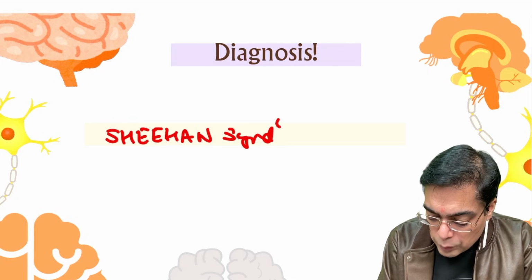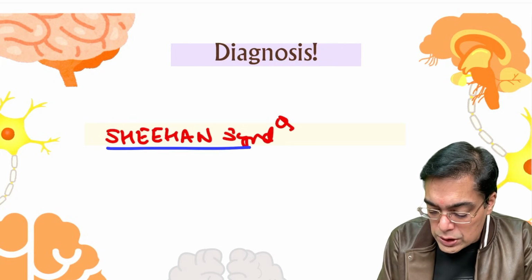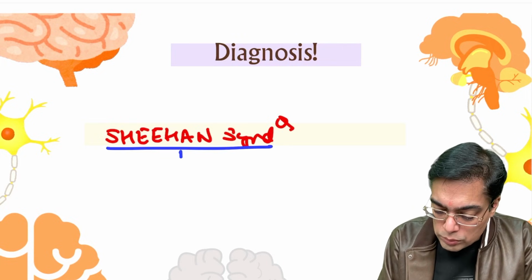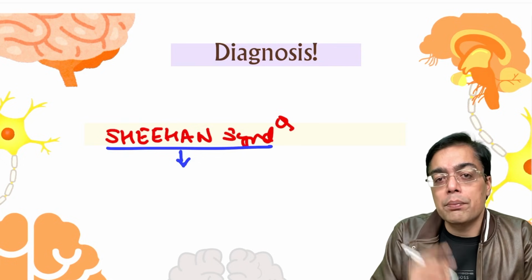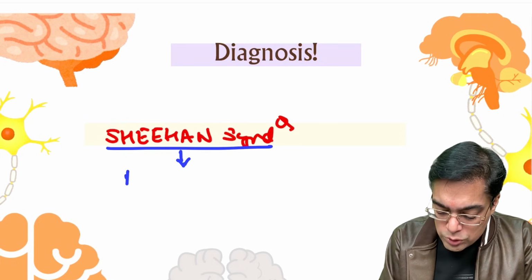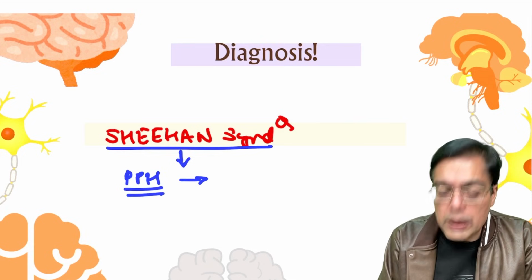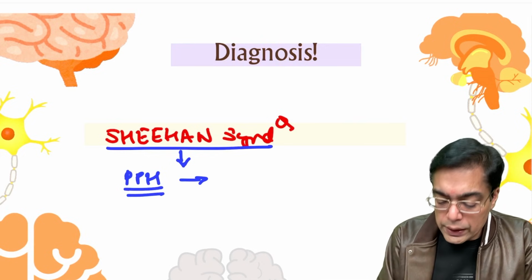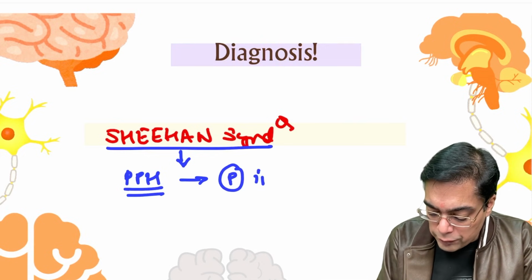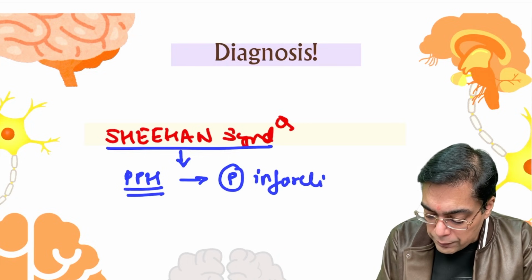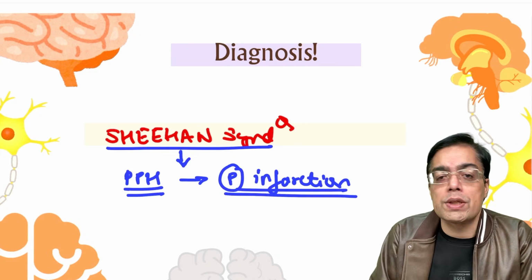Now, what exactly is the problem in Sheehan syndrome? This is a separate question that is being given. In Sheehan syndrome, the problem in the patient is that because of the pregnancy, the patient is going to be having the presence of postpartum hemorrhage. And this postpartum hemorrhage is so severe that it is responsible for the development of infarction of the pituitary.